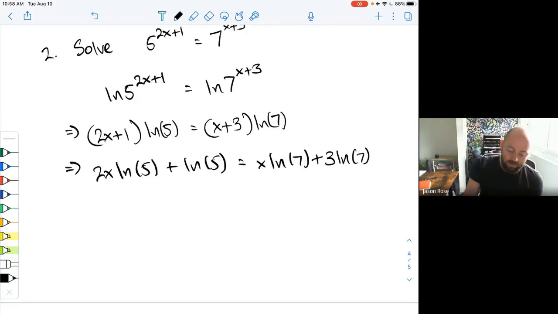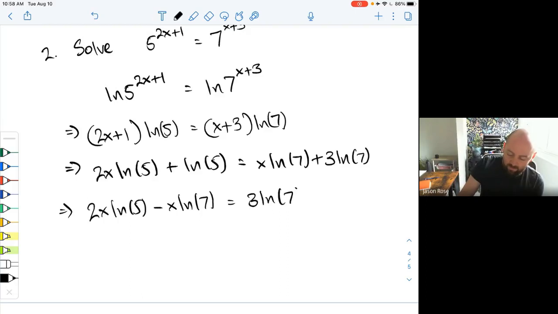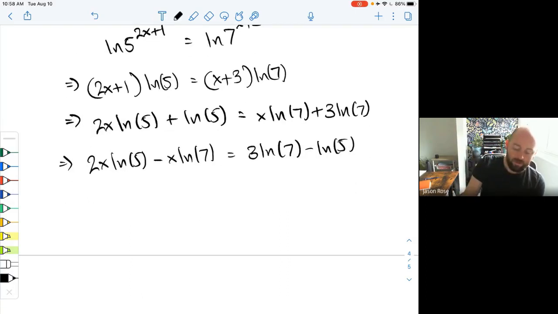Next thing you should be thinking is we get all the terms with x on the left side of the equation, all the terms without x on the other side. So 2x times natural log of 5 minus x times natural log of 7 is equal to 3 times natural log of 7 minus natural log of 5. What always comes next in a solve for x question like this is to factor out the x.